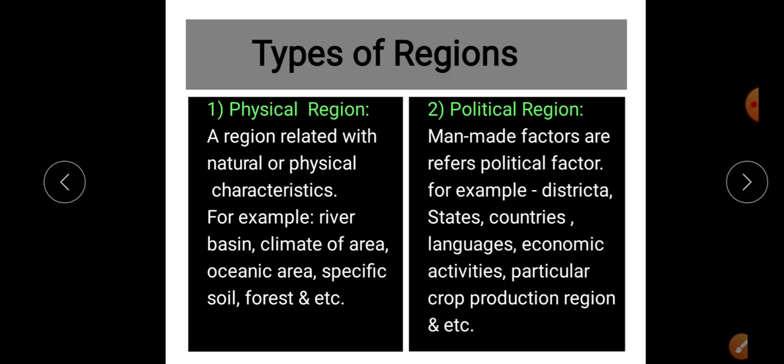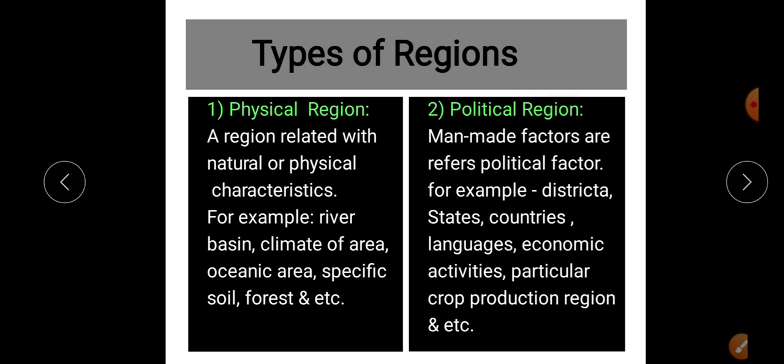Monsoon climatic region, physical region. For example, river basin, climate of the area, oceanic area, specific soil, forest, etc. These physical factors are supportive for the development of any region. At that time, that region is considered as a physical region.